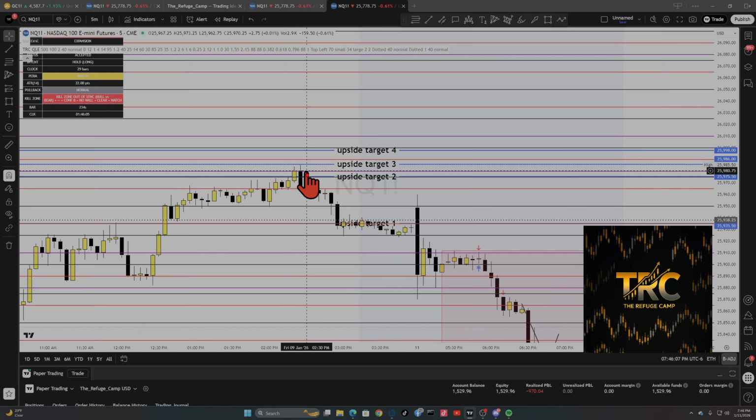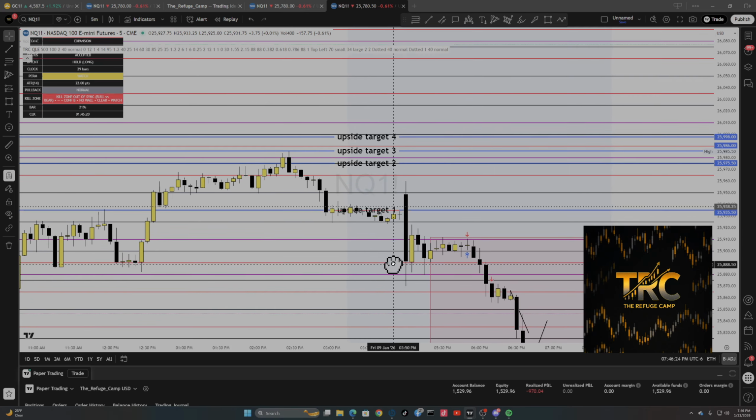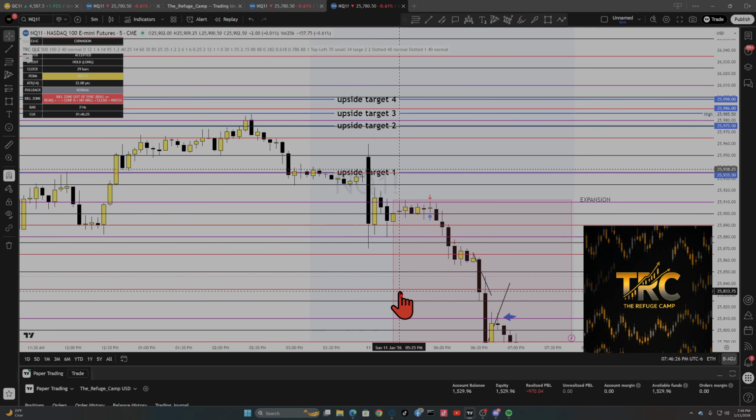What's this number right here? 25,980, right? Where did price reject and close under? The 80. Where did it fall all the way down to? The 80. It's a 100-point trade. Do you see what I'm saying?